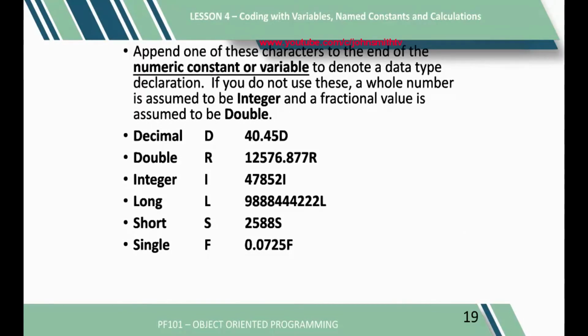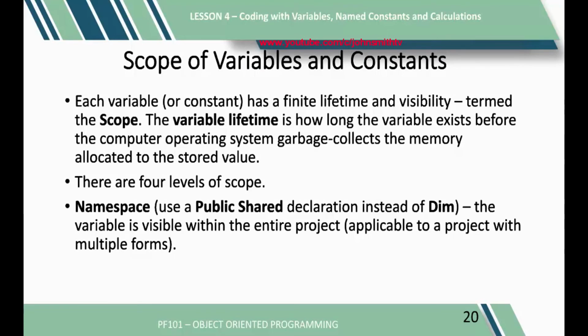Append one of these characters to the end of the numeric constant or variable to denote a data type declaration. If you don't want to use these, a whole number is assumed to be integer and a fractional value is assumed to be double. Scope of variables and constants.